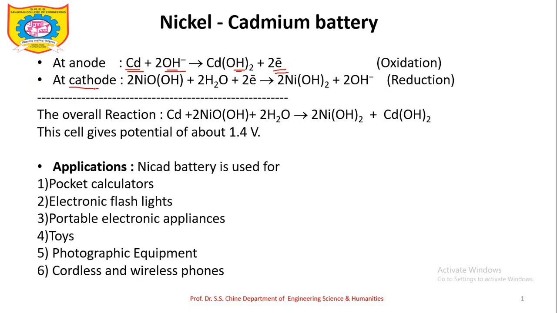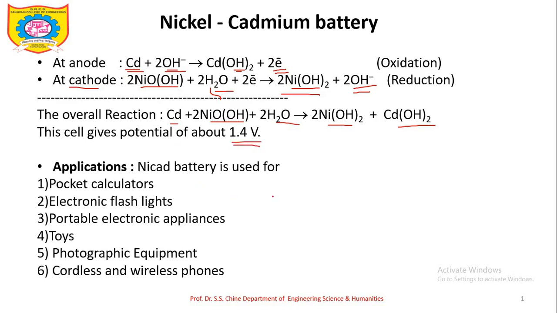Now at cathode what will happen? So nickel oxyhydroxide plus H2O plus 2 electrons, which will be given by cadmium, will be accepted at cathode, and this nickel oxyhydroxide converts into the nickel hydroxide plus OH minus. So that is again from the electrolyte. So the overall reaction will be the cadmium plus nickel oxyhydroxide plus H2O gives nickel hydroxide plus cadmium hydroxide. So this cell gives potential of about 1.4 volt.